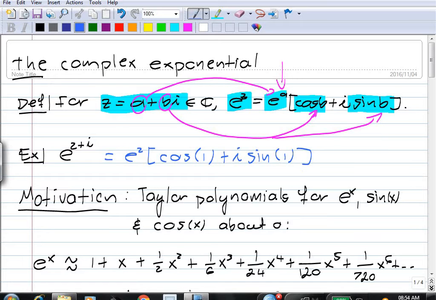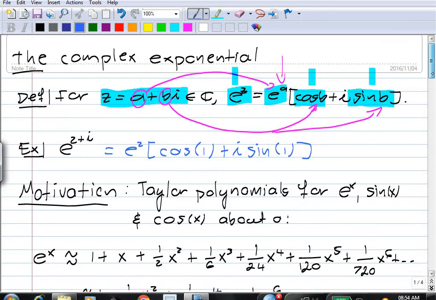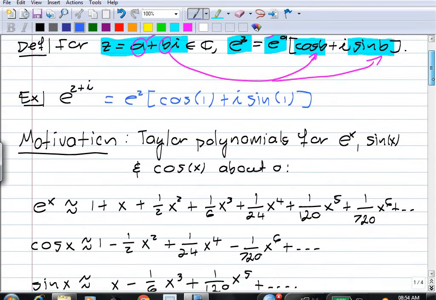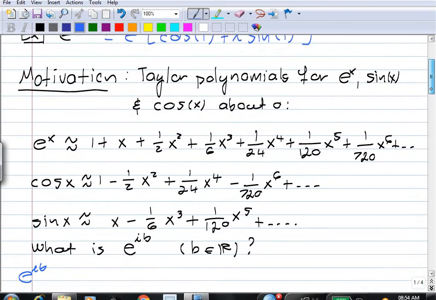Now you may very well ask yourself, and you're completely justified in doing that, why on earth would we take this definition? What do the trigonometric functions cosine and sine have to do with an exponential function? Well, it turns out that they're actually intimately related. And as a good motivation for our definition, we can look at Taylor polynomials.